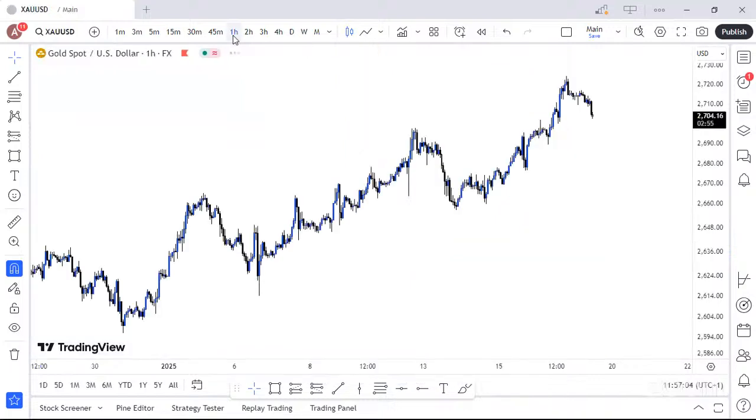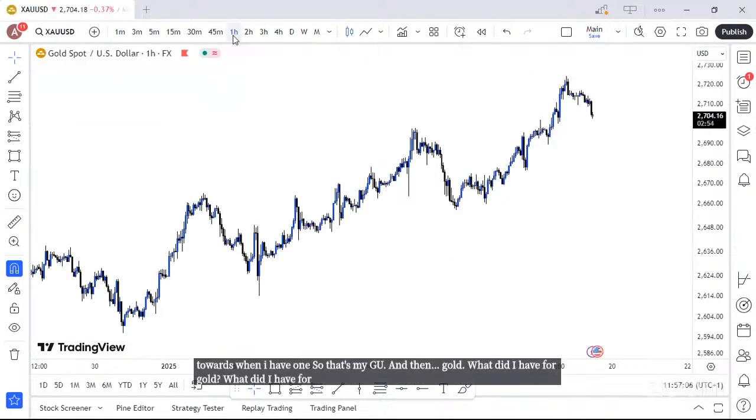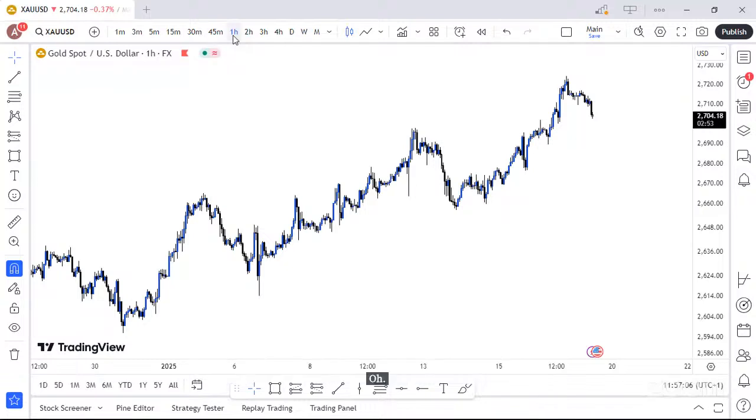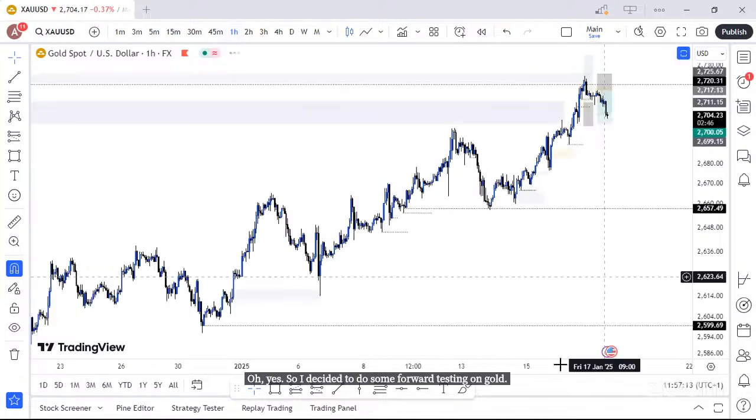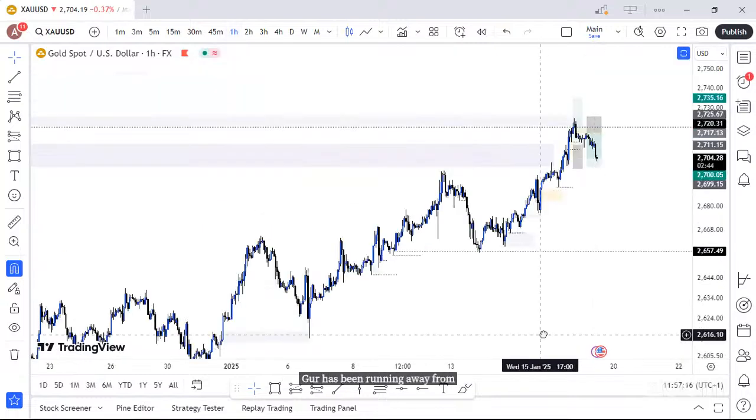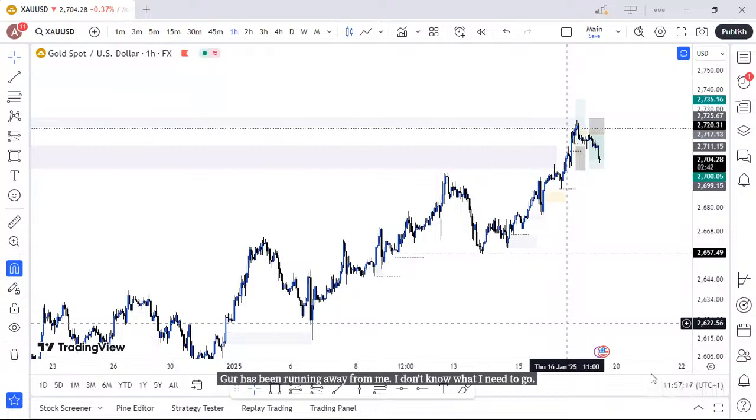What did I have for gold? Oh yes. So I decided to do some forward testing on gold. Gold has been running away from me. I don't know what I did to gold. Gold has been running away from me for the past while.